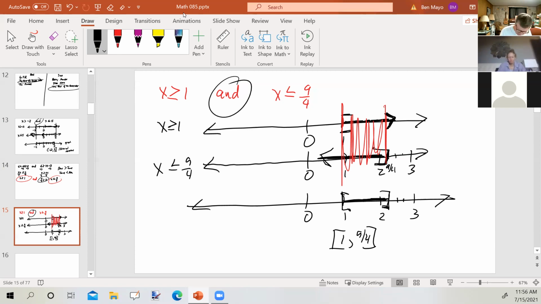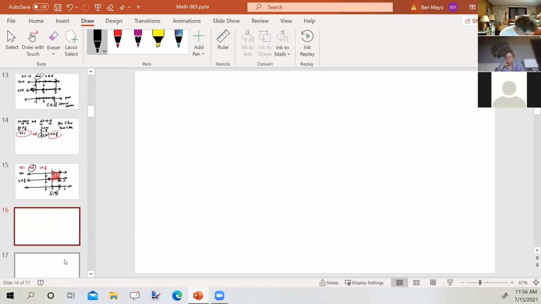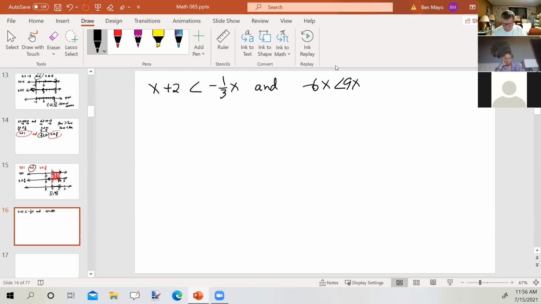So now let's take a look at another one. This is x plus 2 less than -1/3 x and -6x less than 9x. All right, so again, I want to solve this thing. I want to solve each inequality separately first. I want it with x on the left.